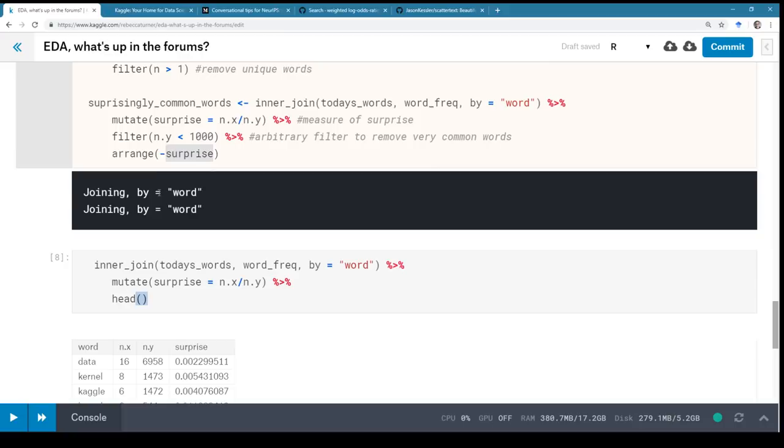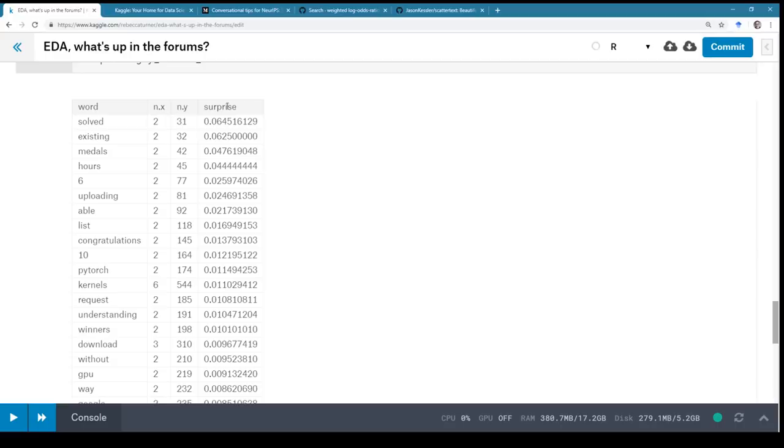So if we look at surprisingly common words, you can see the most surprising word this week is solved, followed by existing, metals, hours, the number 6, uploading. And this is from somebody talking about their kernel running for more than 6 hours and being confused about that. That was a forum post that had a lot of discussion, and that's a surprising thing to be talking about on Kaggle because people don't usually talk about 6 hours a lot, if that makes sense. So this is just a dumb way of doing it. It's fairly hacky, but I think it gets you there.